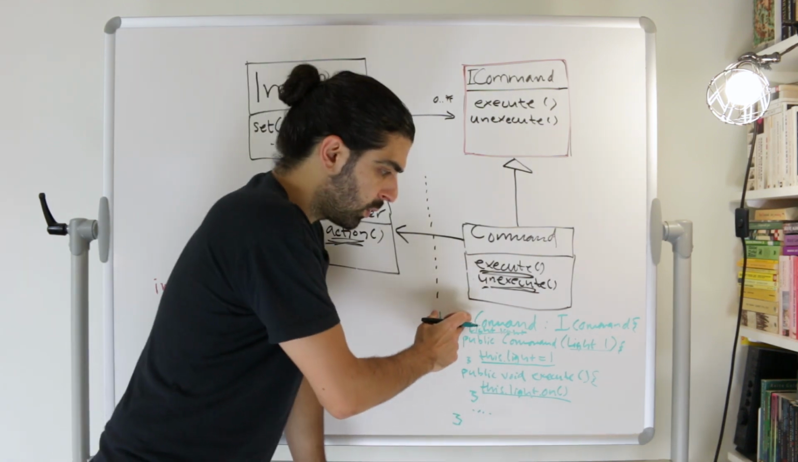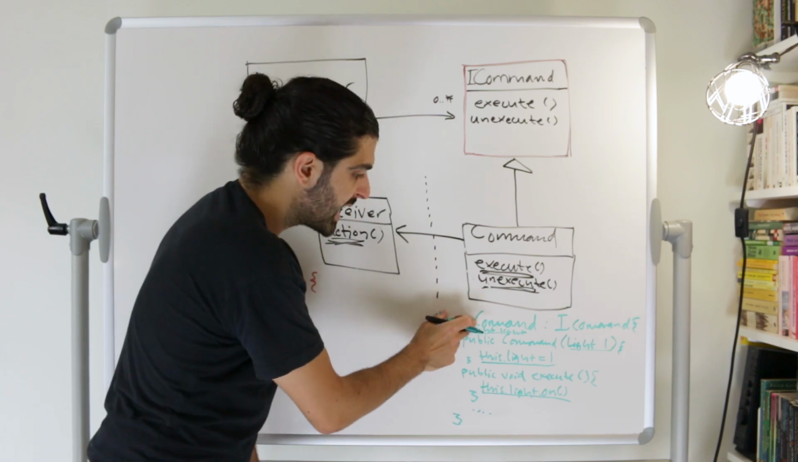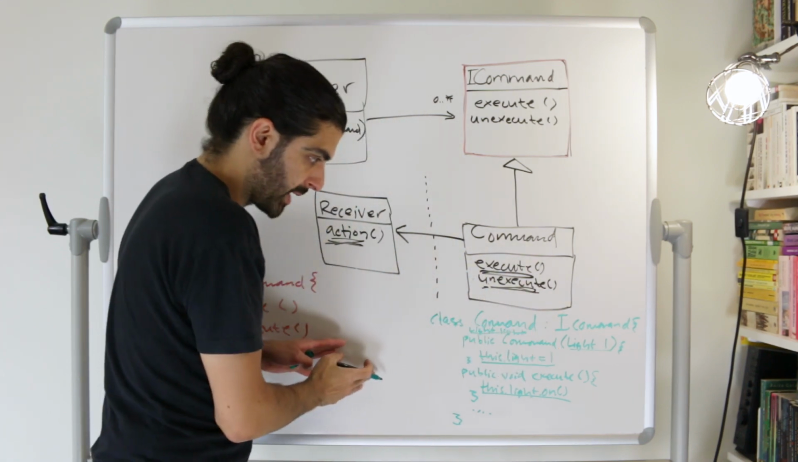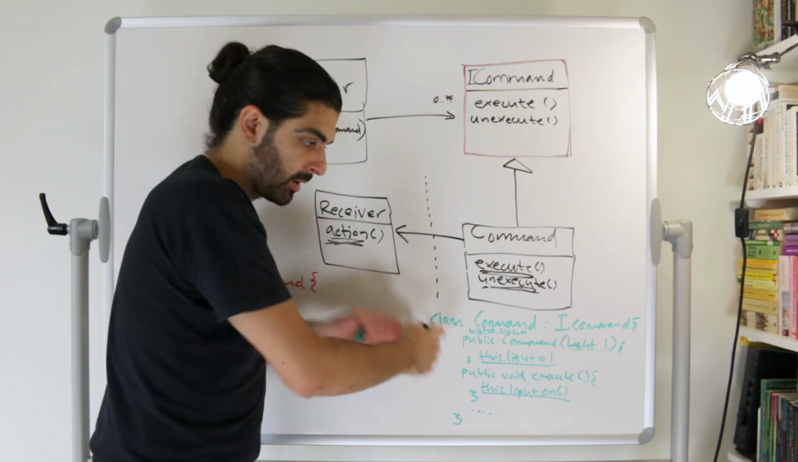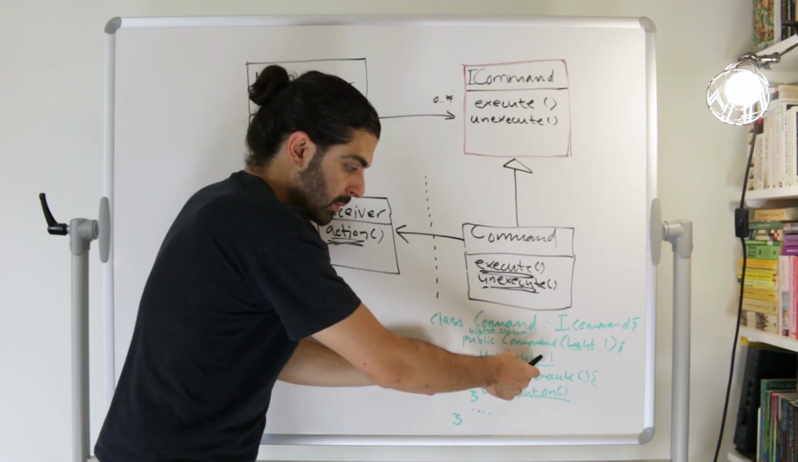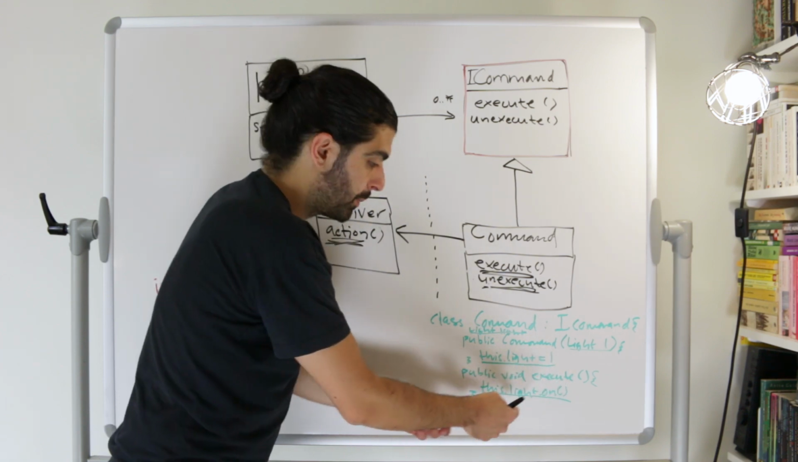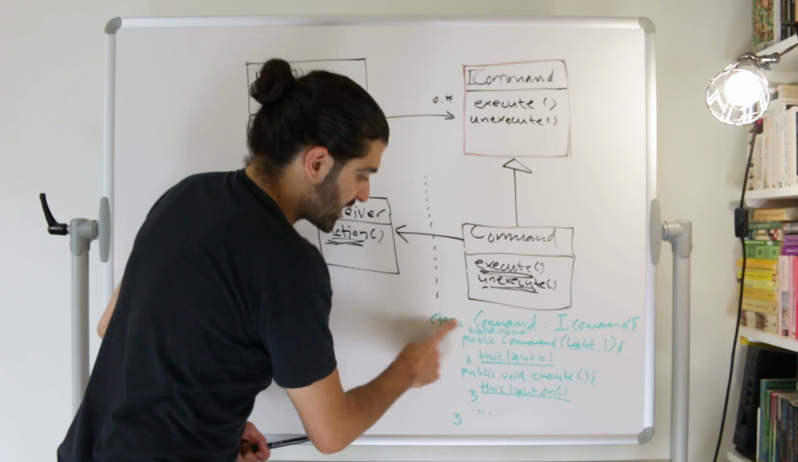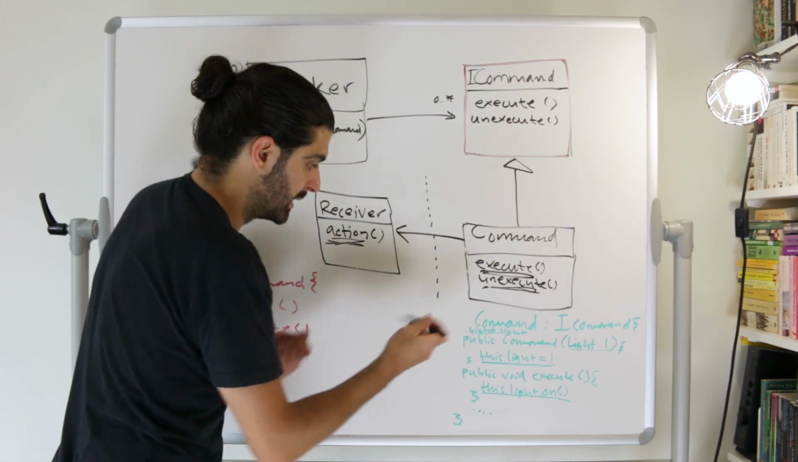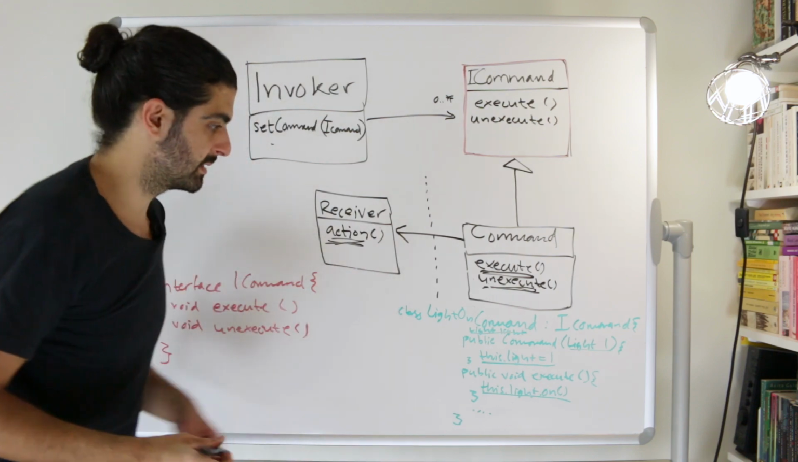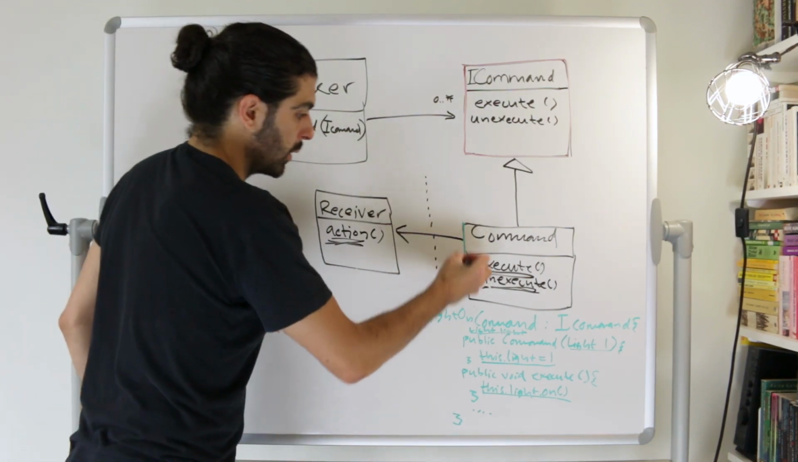And actually, of course, I called this command, but probably the name here should have been light on command, because then we would have another command, which is light off command, which has the inverse of this. So the light off command upon execute would say this.light.off. And upon unexecute would say this.light.on. So that's the light command. Let's actually add the light here. So we'll say light on command, and it's a class. Sorry about the mess. And that's that. So that's the concrete command.